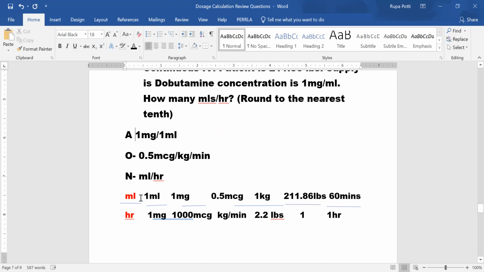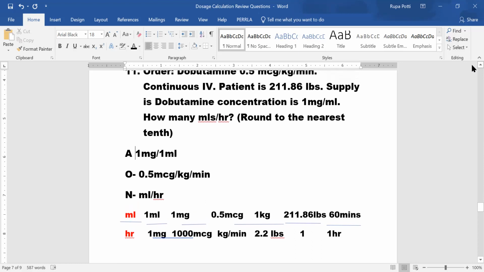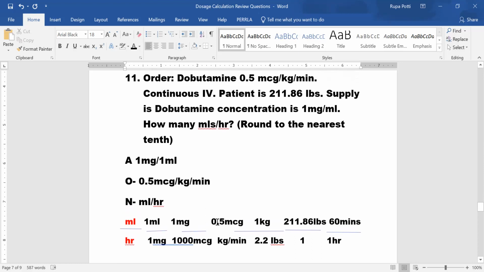So when you look at your problem, what is it that has ml, right? You have 1 milligram per 1 ml. So you're going to start your problem with what you need, the numerator of what you need, which is ml, and you're going to plug in those numbers. 1 ml has 1 milligram. Because you have milligram in the denominator, you're going to have milligram in your numerator. But there is nothing with milligram in your problem, so you will use it as a conversion factor because you have micrograms, right? 0.5 micrograms.